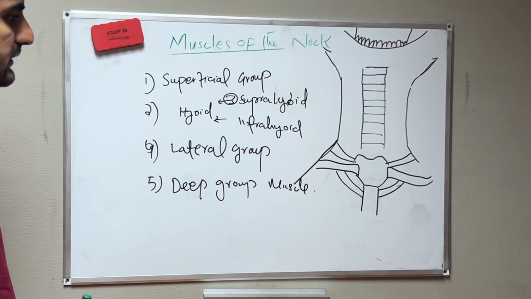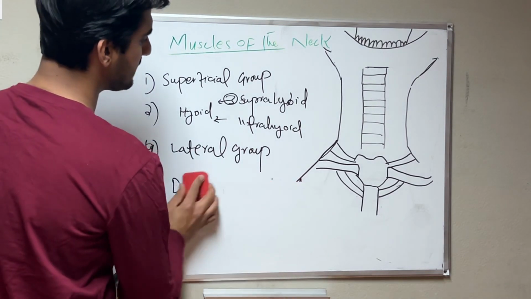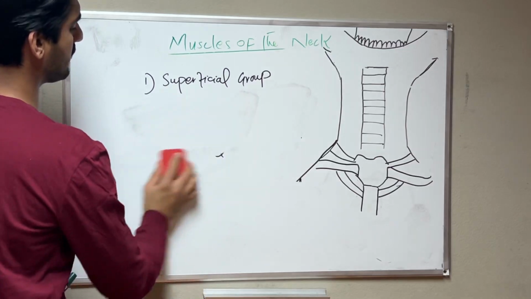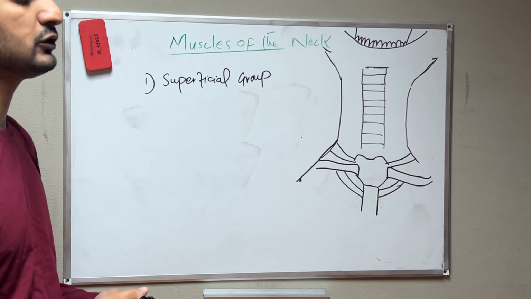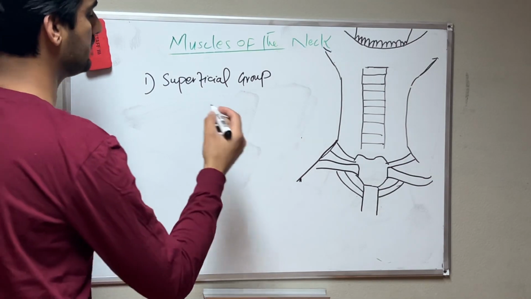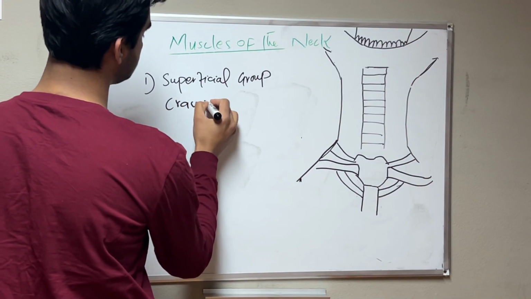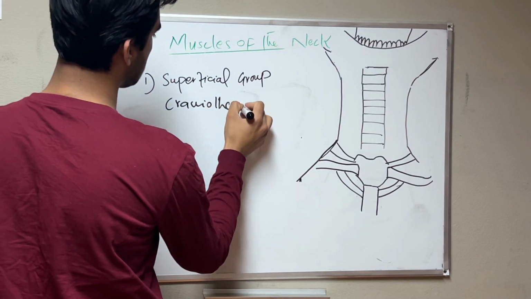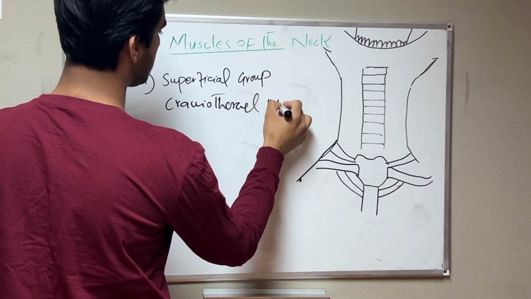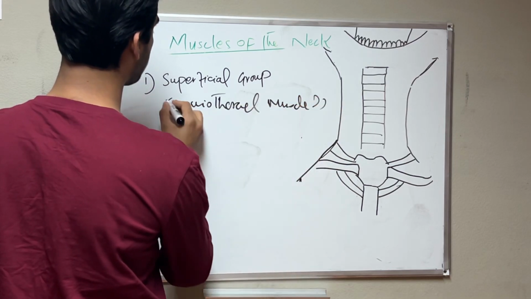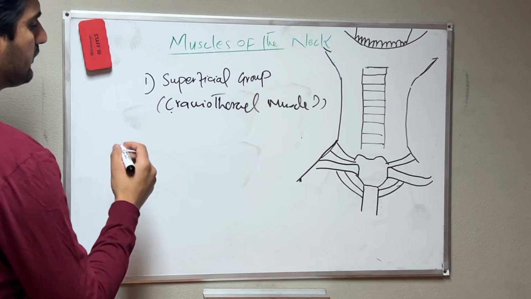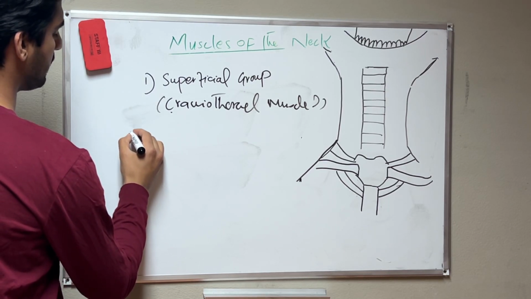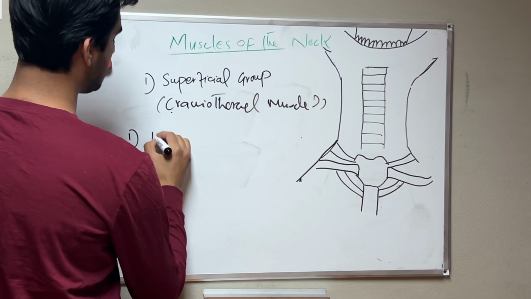We are going to discuss the superficial group of muscle. Superficial group of muscle, or you can say the other name is craniothoracic muscles also, the second name. Which muscles do we have here? We have 3 muscles. First one we have platysma.